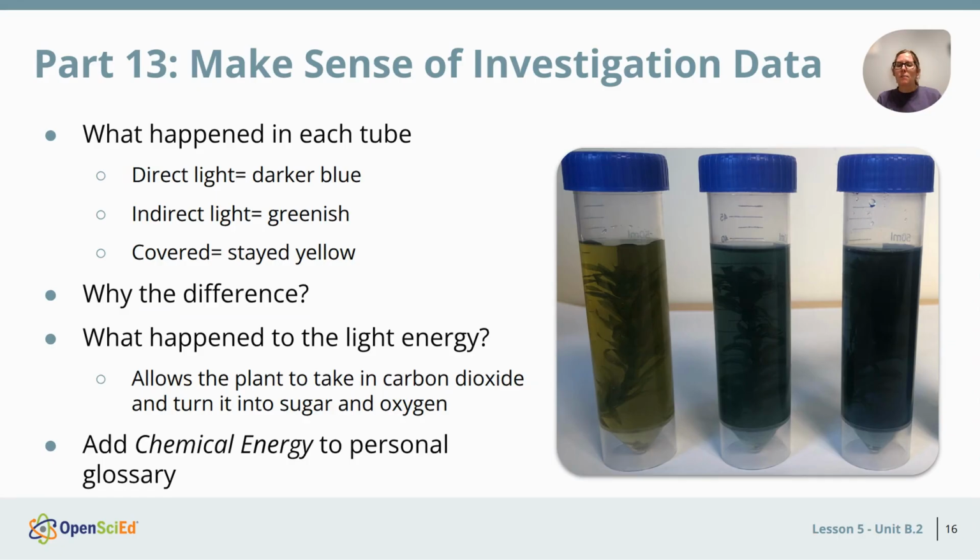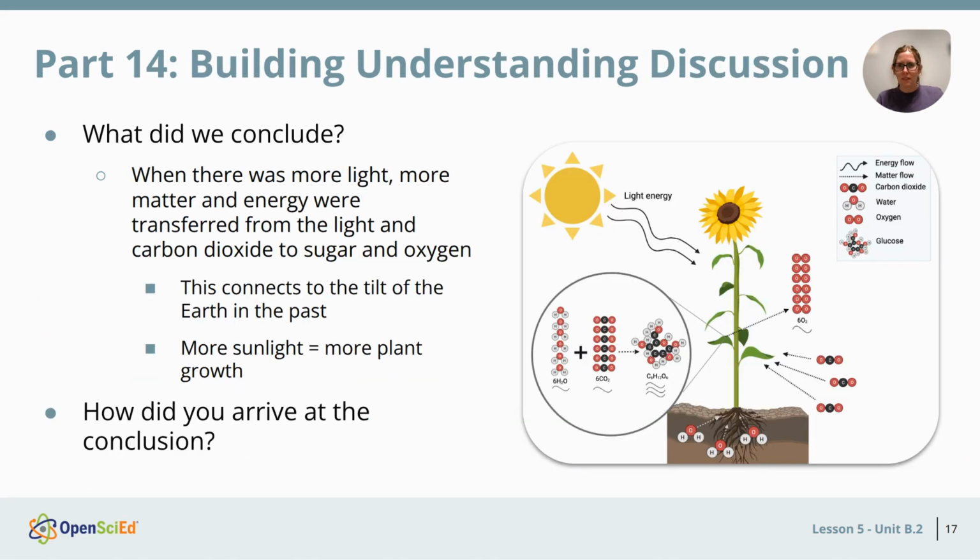And this really gets to the students figuring out that this allows the plant to take in carbon dioxide and turn it into sugar and oxygen. Without the sunlight, that process isn't happening. And then we're going to add chemical energy to our personal glossary.